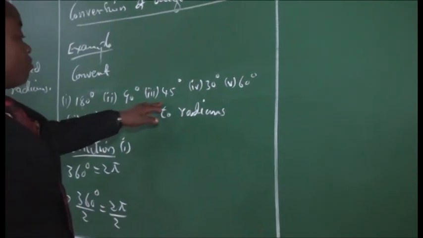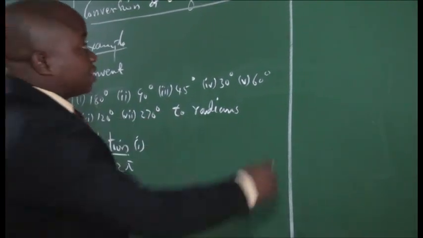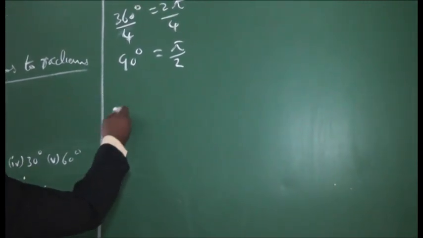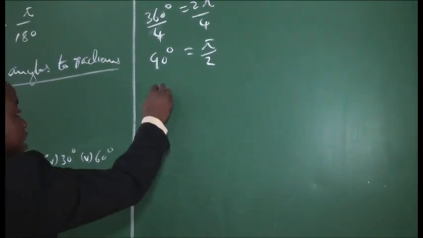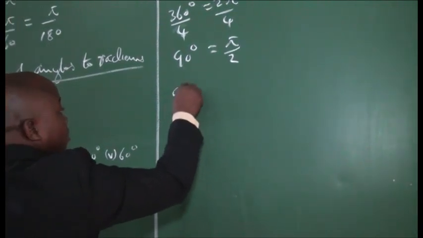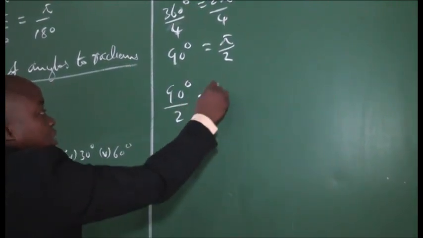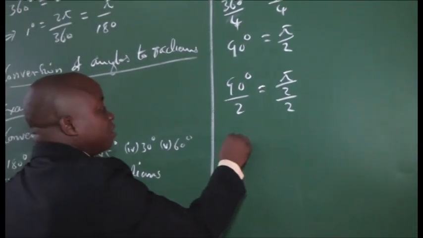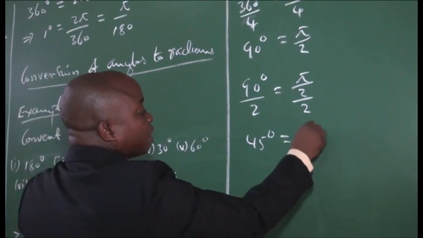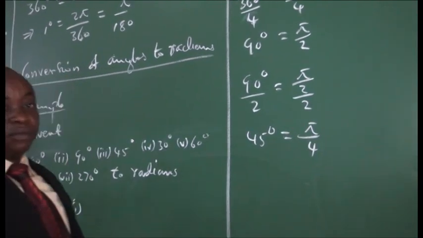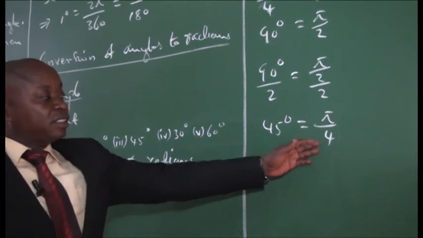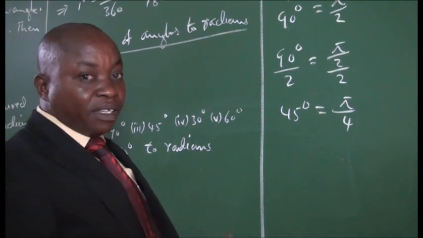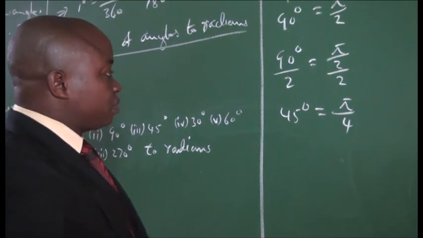So if I also look for 45 degrees, I can start here. I know that 90 divided by 2 will give me 45. So that means I will have 90 degrees divided by 2 equal pi over 2 over 2. And that gives me 45 degrees equal pi over 4. So it means that 45 degrees is equivalent to pi over 4. I told us that angles are given in multiples.